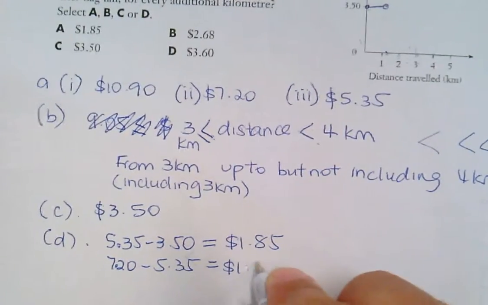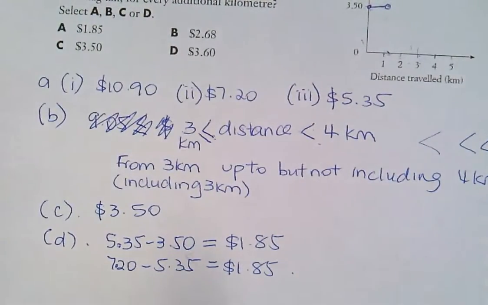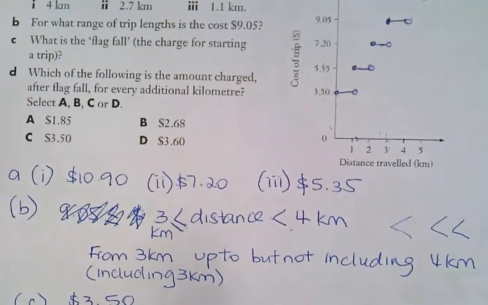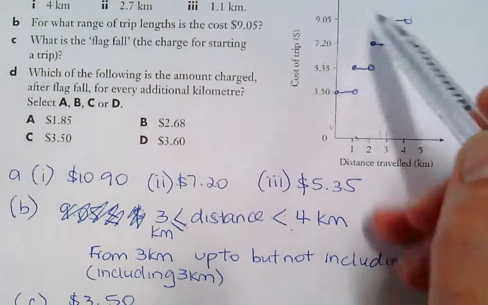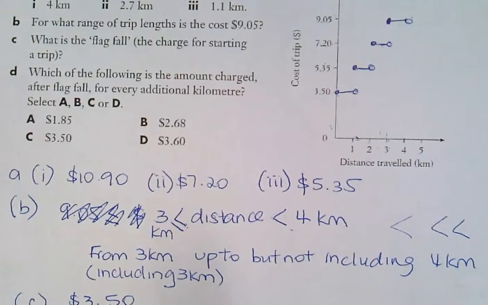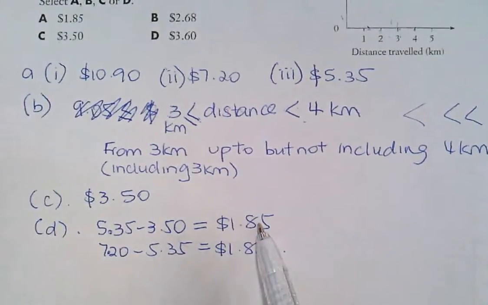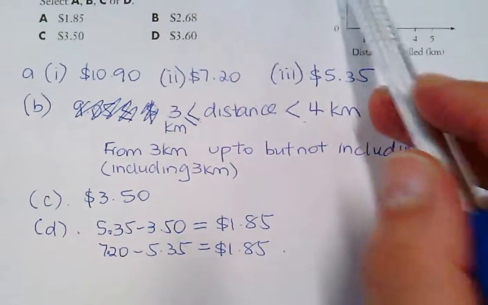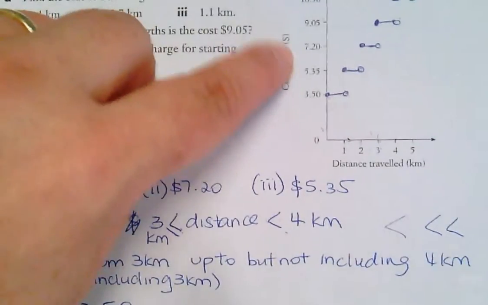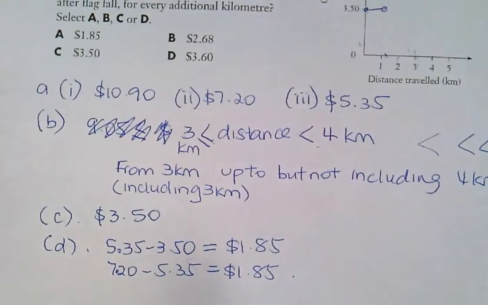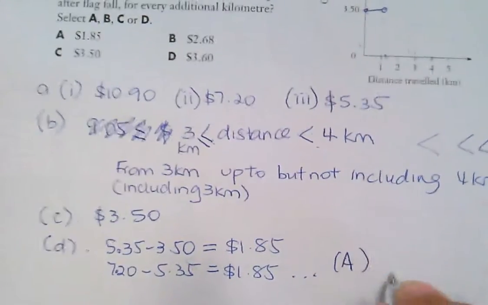What's $7.20 minus $5.35? Right, and then if you did the next one, you could start with $3.50, add $1.85. Do you get $5.35? Yes. Add $1.85. Do you get $7.20? Yes. Add $1.85, you get $9.05. Add $1.85, you get $10.90. So once you've done it for one, to check it works for the others, you can just keep adding $1.85 to each of these to make sure you get the next number. So the answer is A. It's $1.85 and so on. Okay?